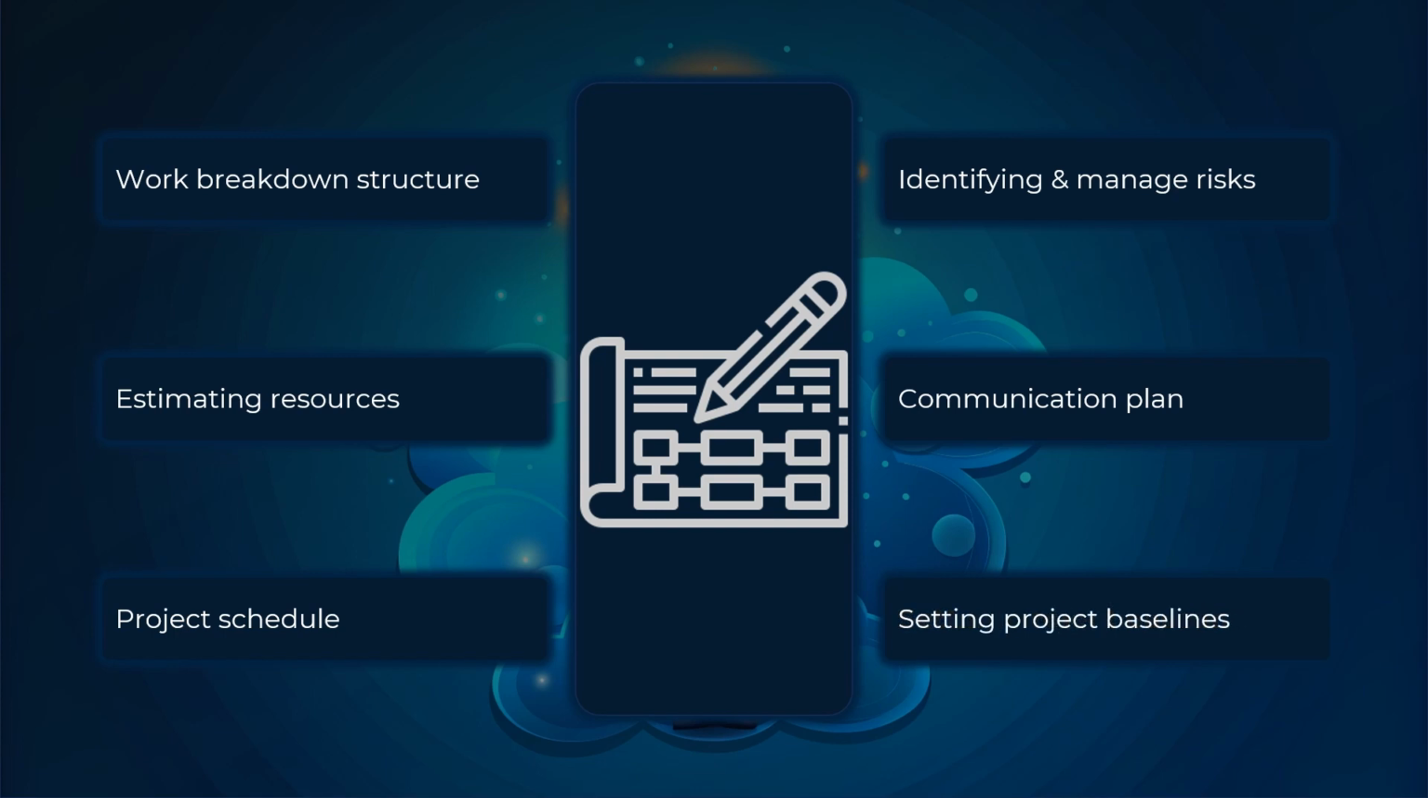In conclusion, the planning phase serves as the cornerstone of project management, providing a roadmap for achieving project objectives efficiently and effectively. By meticulously detailing the project approach, resource requirements, and schedule, project managers set the stage for successful execution. Key activities such as creating a work breakdown structure, estimating resources, developing a project schedule, identifying and managing risks, creating a communication plan, and setting project baselines ensure clarity, alignment, and proactive management throughout the project lifecycle.